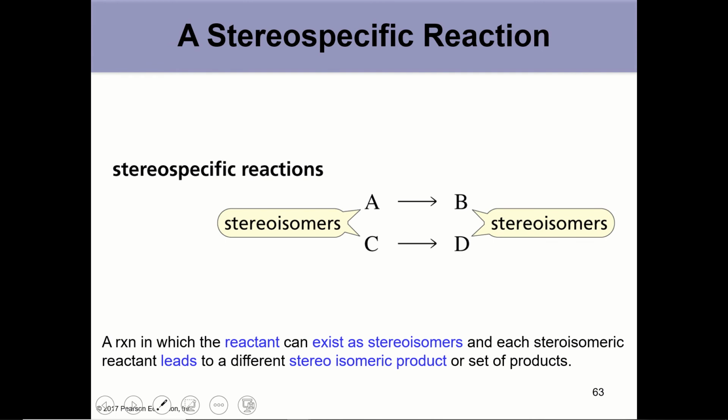Stereospecific reactions. This is a reaction in which the reactant can exist as stereoisomers. So in our reactant, we have enantiomers A and C or diastereomers A and C. And each stereoisomeric reactant leads to a different stereoisomeric product or set of products. So stereoisomer A reactant creates stereoisomer B product, and stereoisomer C reactant creates stereoisomer D product. So we're not saying that C and D are stereoisomers, we're saying that B and D are stereoisomers. The reactants are stereoisomers, and therefore the products are stereoisomers.